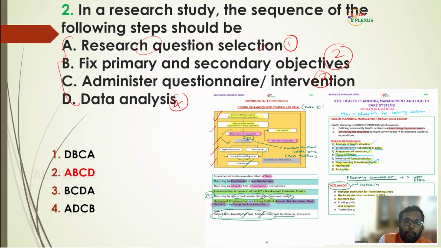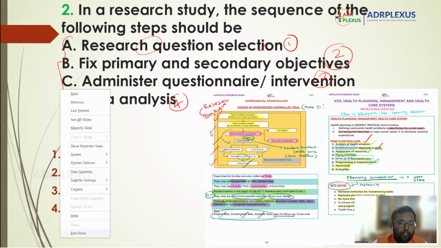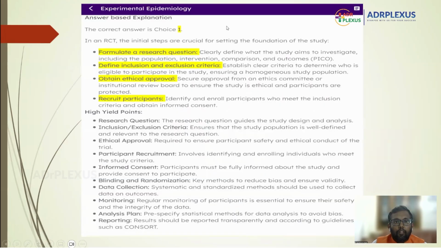The first point may be missing: the research question. And then choose the objective. It is almost similar to what we have also seen in the planning cycle: analysis of the health situation, establish the objectives and goals, fix the priorities, program, implement, monitor, evaluate. So this is the right option: research question selection, fix the objectives, administer the questionnaire, and analyze the data. This is the same thing from our Q bank.